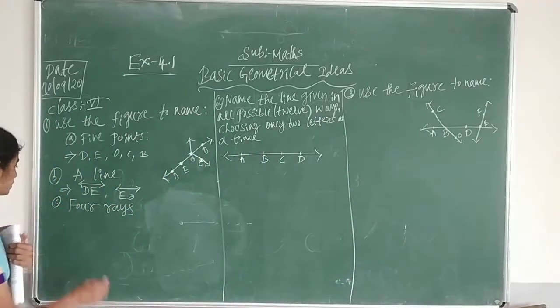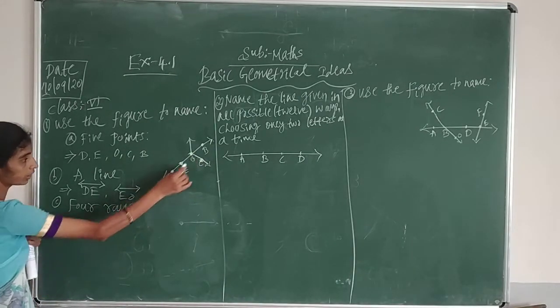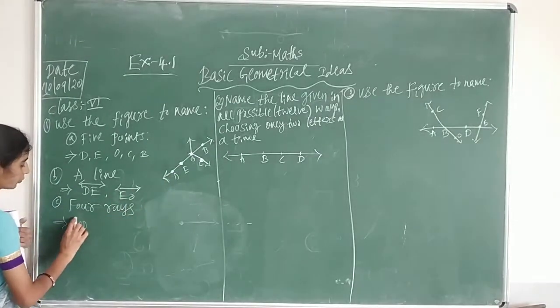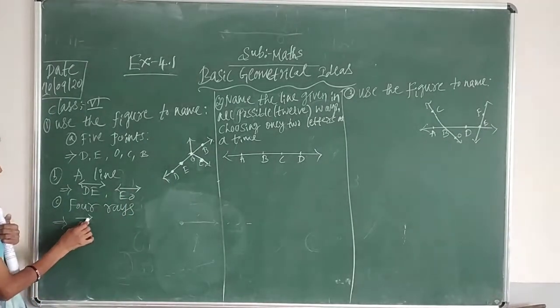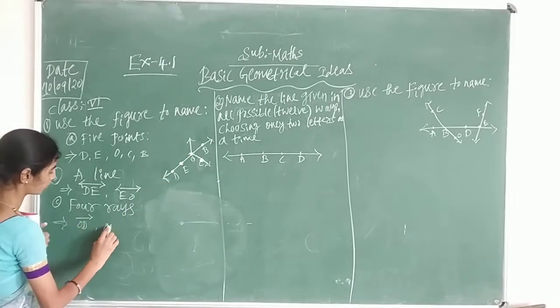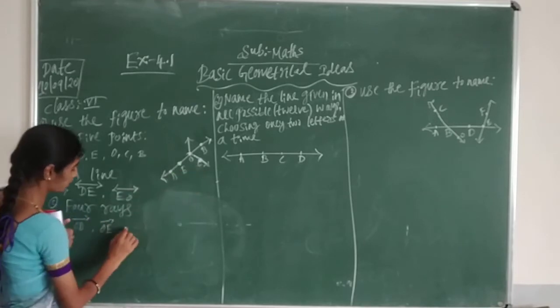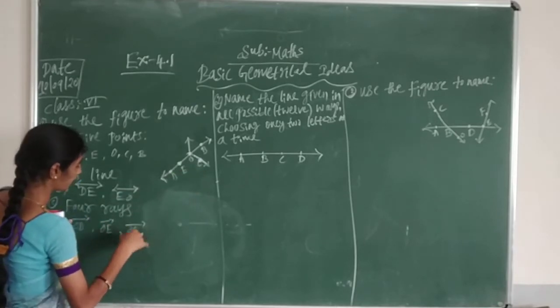Which are the rays? Yes, you can write OD. Here you can see O. You can say OD is one ray, and for the symbol, you have to write this. Again, you can take OE. OE is one ray. Next, you can take OC. OC is one ray.